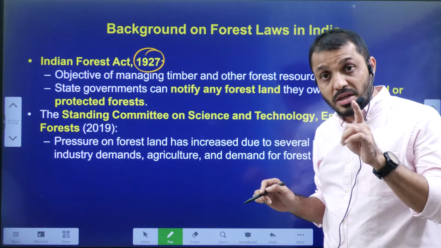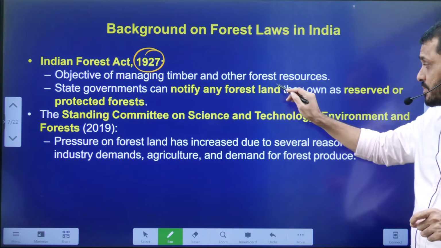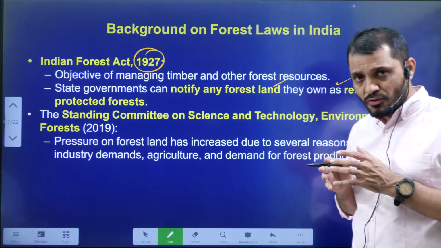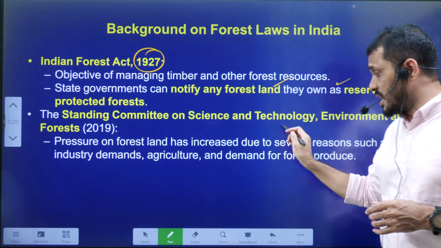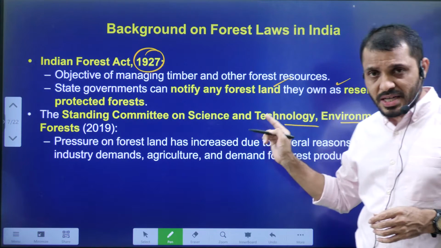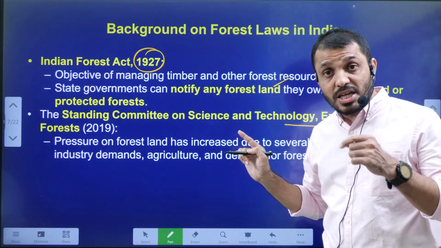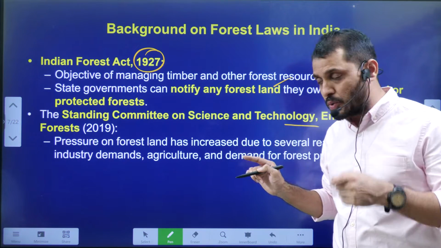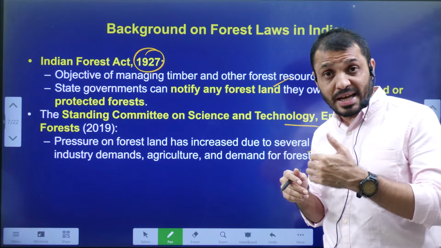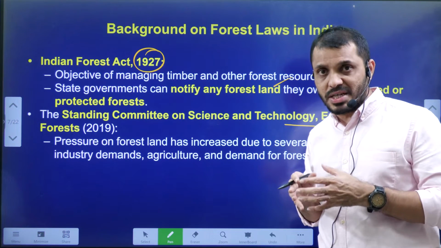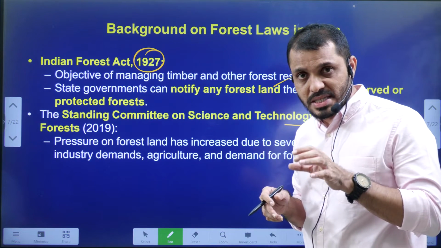Their main objective was not to conserve the forest but to exploit the forest, mainly timber and other forest reserves. Next, according to the Standing Committee on Science and Technology, Environment and Forest 2019, in India the pressure on forest is increasing a lot due to urbanization, the expansion of agriculture, and the expansion of industries. The pressure on the forest is increasing and it is a time to conserve the forest.